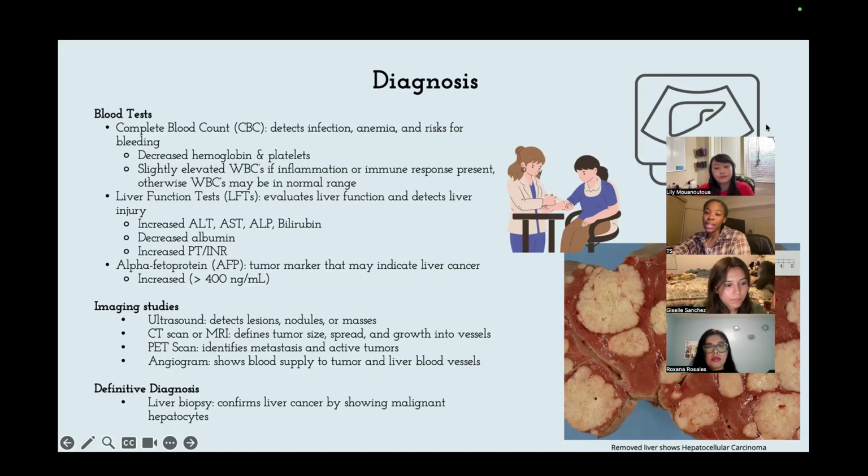So while all of these diagnostics are implemented to see what is going on with the patient, the procedure that is definitive for this diagnosis is a liver biopsy. It's the only way to really be certain that cancer is present in the liver. And so they'll take a small tissue sample and they'll check for cancer cells under a microscope.